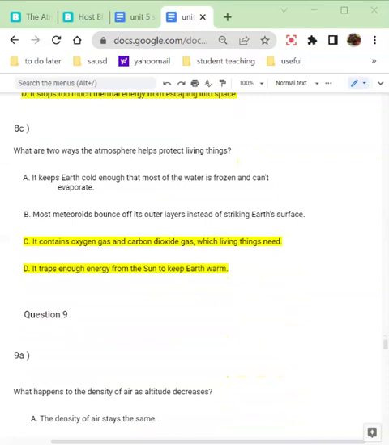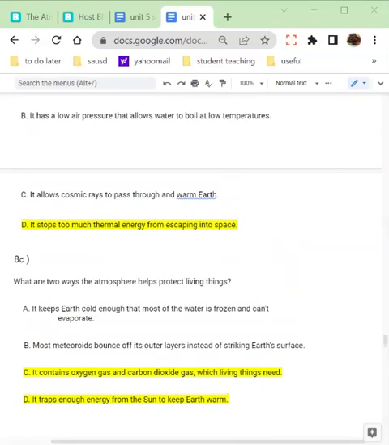Similar to the other ones, two more ways is that it contains oxygen gas and carbon dioxide gas, which living things need, right? Because we breathe in oxygen, and then plants need carbon dioxide to live. And then it traps energy from the sun to keep the earth warm. So all the answers are kind of similar, so you can get any one of the A, B, or C. So that's why they're similar.